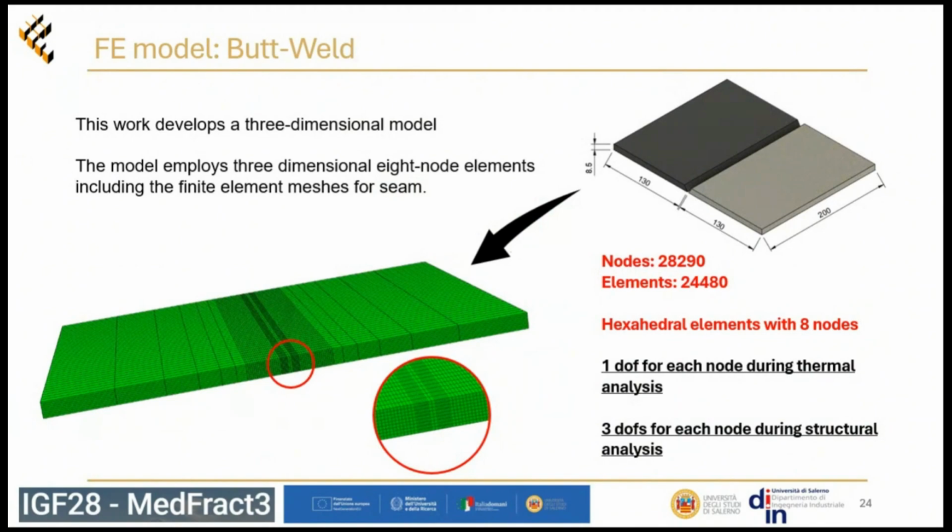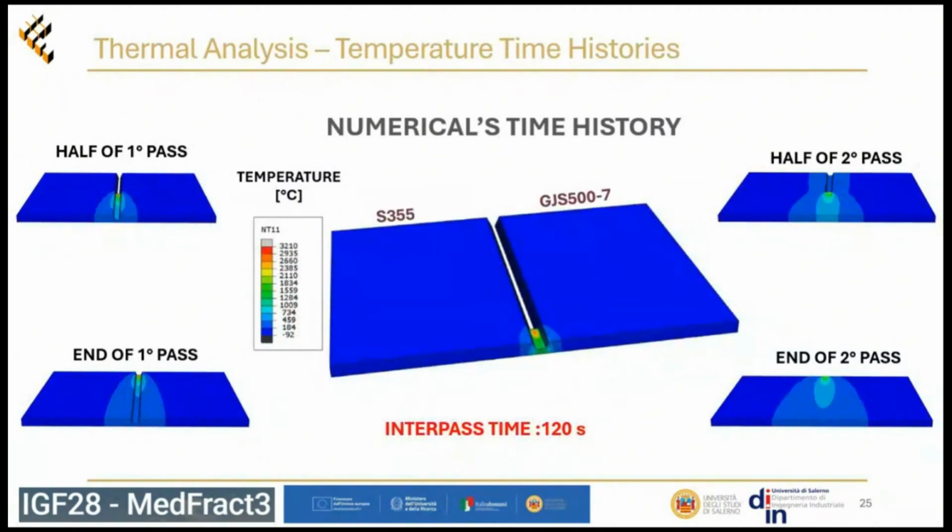For our numerical model for the butt weld, we created a 3-dimensional model with hexahedral elements with 8 nodes, and 1 DOF for each node during the thermal analysis, and 3 DOF for each node during the structural analysis. This is the temperature distribution for the case of butt weld. This is the first pass. And we imposed during the 2 passes an interpass time equal to 120 seconds, corresponding to the real time during the two passes during welding.